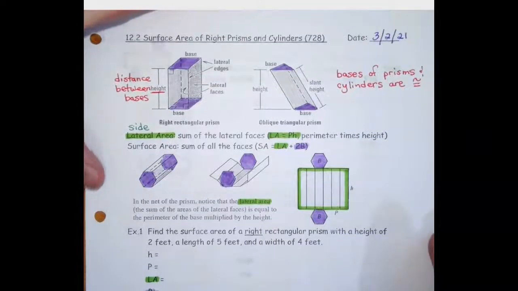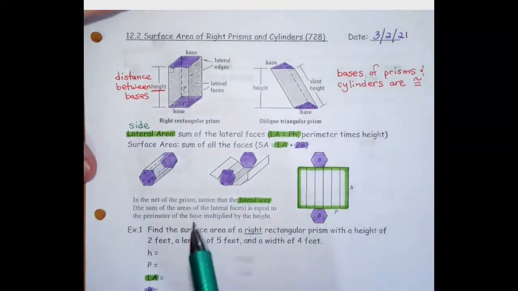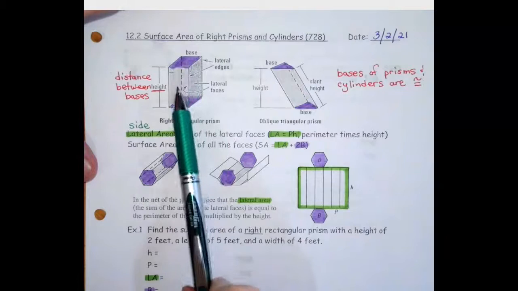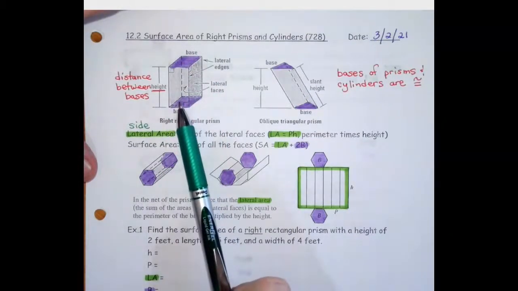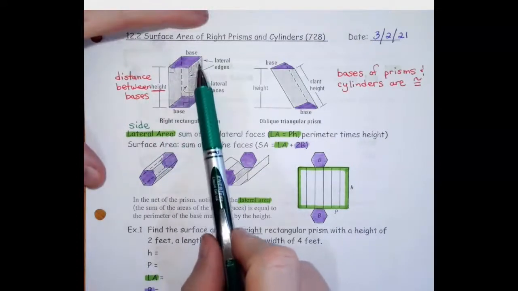Alright, so today's lesson is going to be on surface area of right prisms and cylinders. So the surface area is the area all the way around the solid. So there's some vocabulary we need to know here.